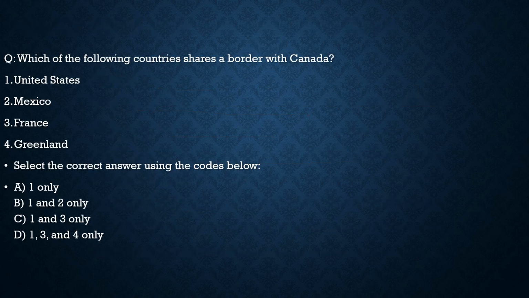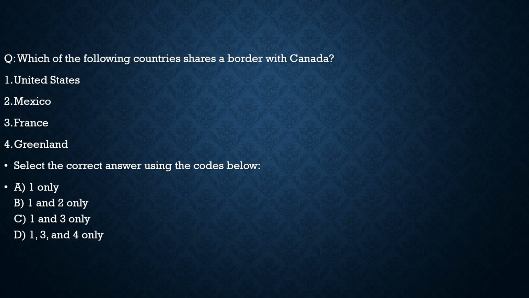Starting with the first question here, it says which of the following countries share a border with Canada? As we discussed the issues with the India and Canada relationship, we know that the trade is not as good as it should have been. And the most affected would be the people who are studying there, the students and the diaspora, who would be the most affected by this quarrel between China, India, and Canada.